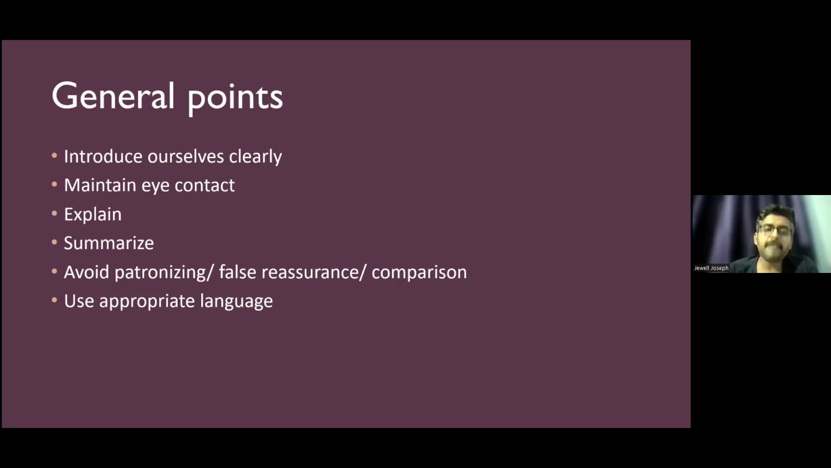Again, continuing with the general points, introduce ourselves clearly. It is again a way of building a rapport. Maintain eye contact, and explain whatever we are doing.